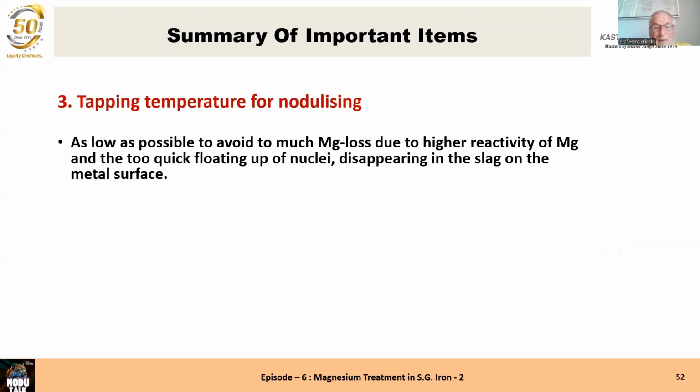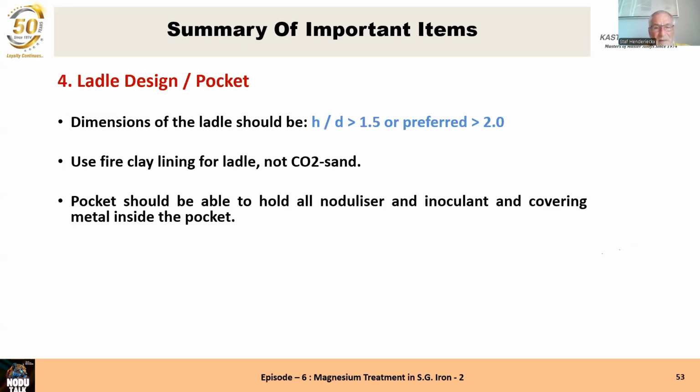Tapping temperature, we don't have to go into it very much. The higher the temperature, the more magnesium loss there will be, and the higher the reactivity. So please tap at low temperature. Ladle design, we come back to that: preferably the height to the diameter ratio should be more than 2.0. For the lining of the ladle, I should not use CO2 sands, because there you also have oxygen which can react, and please don't do it.